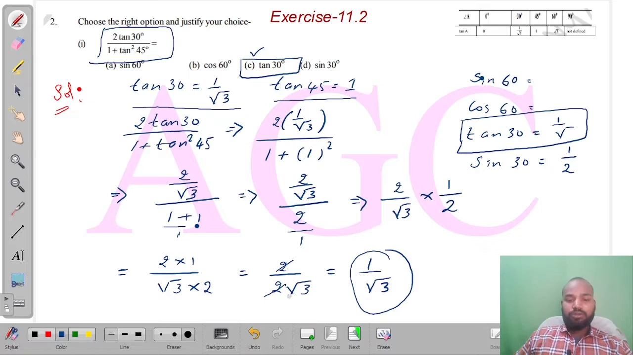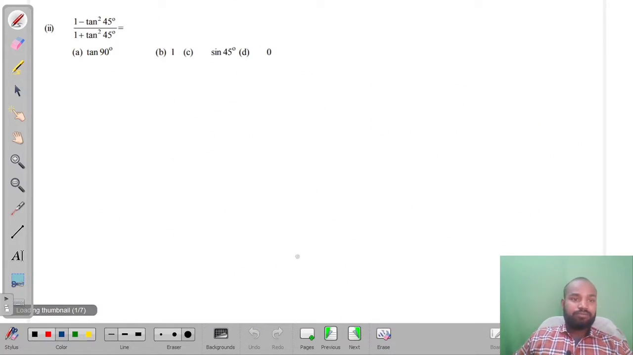Root 3 into 2 is equal to 2 root 3. Then 2 is going to cancel. Then what is left here? 1 by root 3. So this 1 by root 3 is matching with the tan 30. Yes or no? Here this 1 by root 3 is matching with the tan 30. So the tan 30 value is 1 by root 3. So option C is the correct answer. Okay, next, moving to the next question.